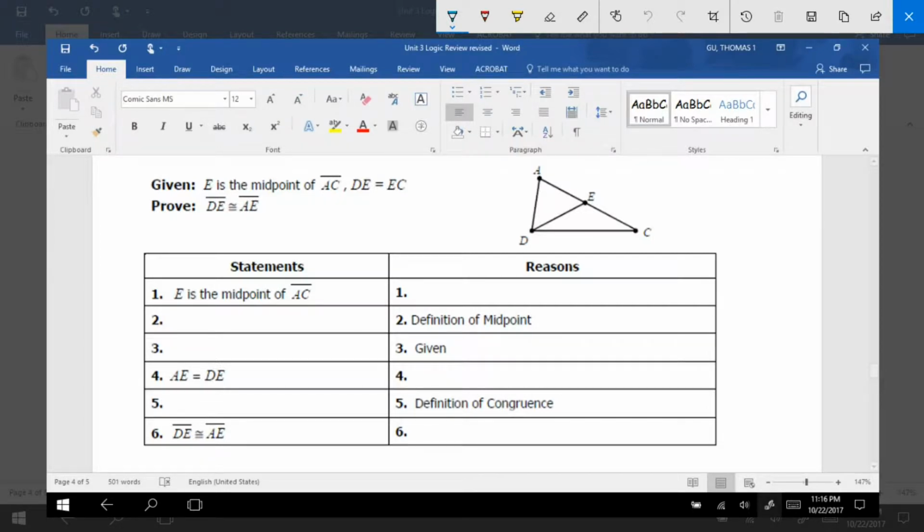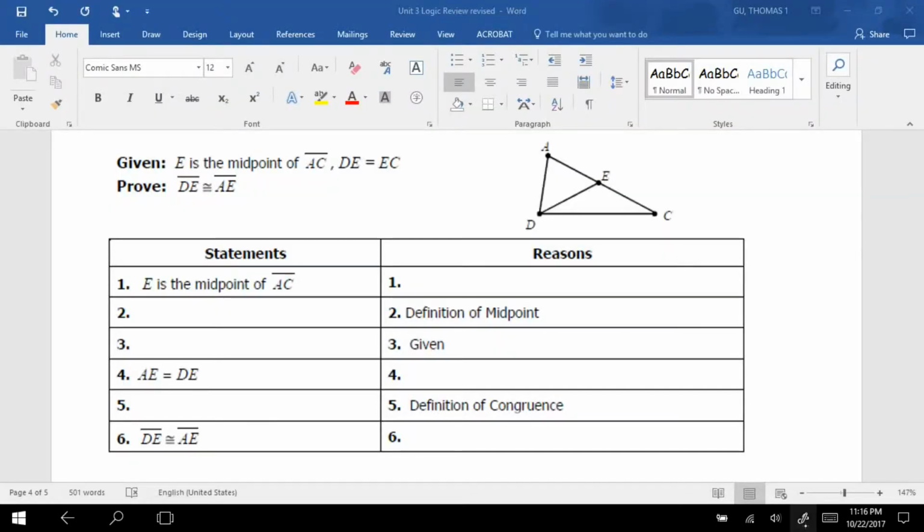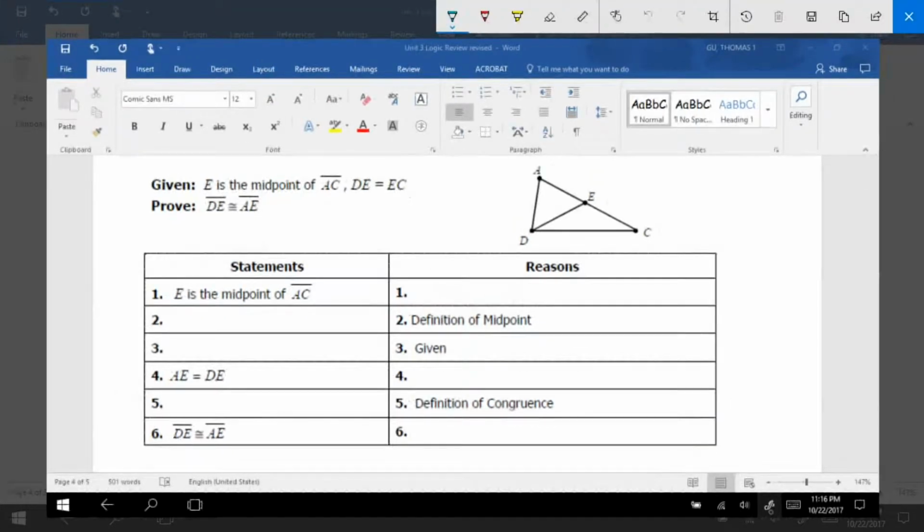First, let's label some things that we might be able to use. Let me make sure I'm recording this real quick. Yes, I am. If E is the midpoint of AC, that means that AE is congruent to EC. So I'm going to go ahead and draw that. Then they say that DE is congruent to EC, so in addition to that, we're also going to mark this. So all three of those are congruent.